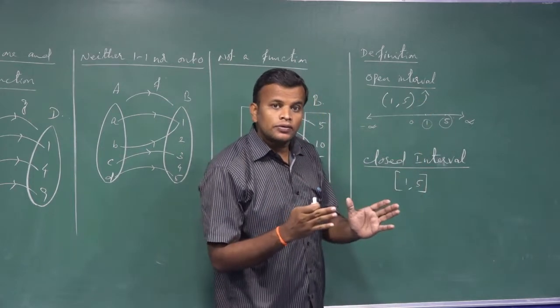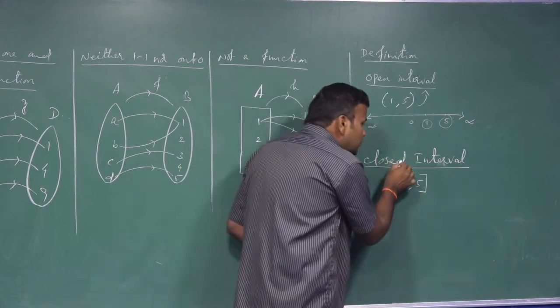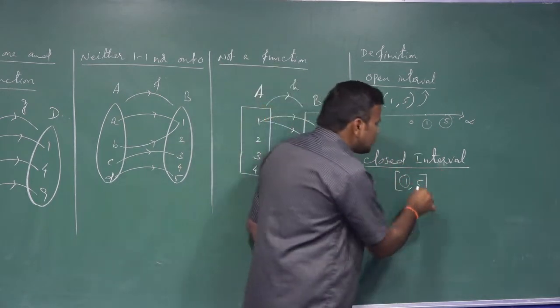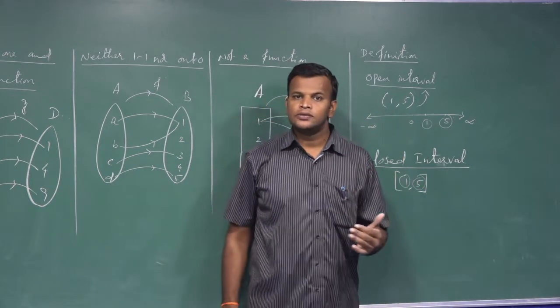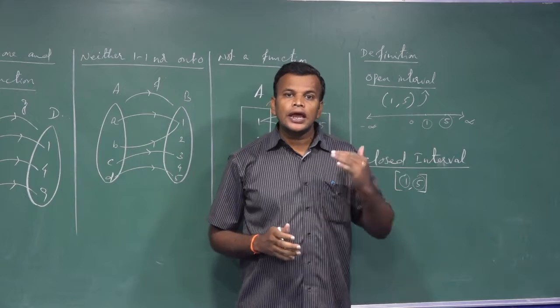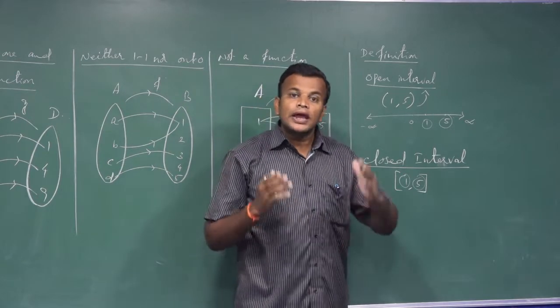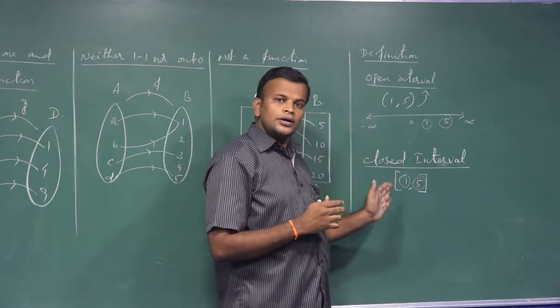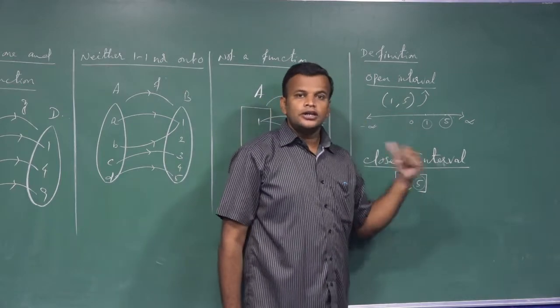But in the closed interval, the end points also lie in the interval. The starting value of this closed interval is 1. The final value of the closed interval is 5. So this is the difference between an open and a closed interval. In an open interval, the end points do not lie in the interval. In a closed interval, the end points are also included. So the starting value is the first number and the last value is the last number of the interval.